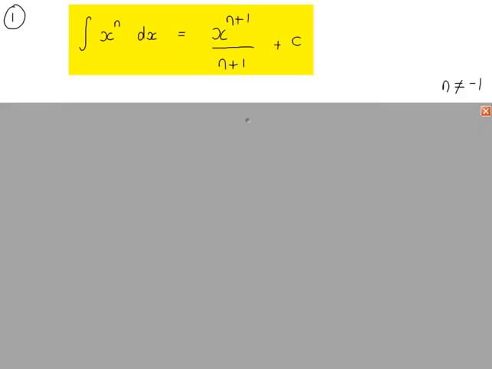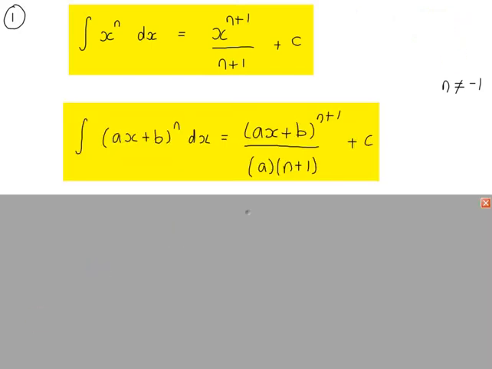Integrating x to the power of n, where n cannot be equal to -1, so we can't integrate x to the power of -1, or 1 over x, or 3 over x and so on.